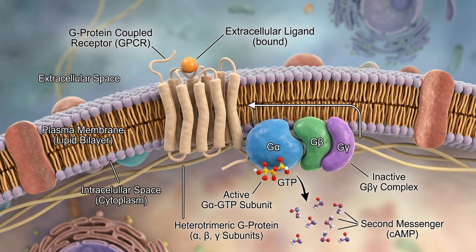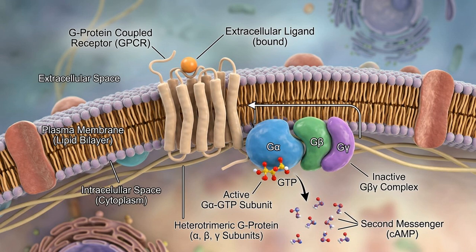Now we move to the most diverse and complex group, type 2 receptors, known as G-protein coupled receptors, or GPCRs. Unlike ion channels, these don't open a gate. Instead, they act as a relay system, using a protein called a G-protein. A G-protein is a trimer, consisting of 3 subunits, alpha, beta, and gamma. In its resting state, the alpha subunit is bound to a molecule called GDP.